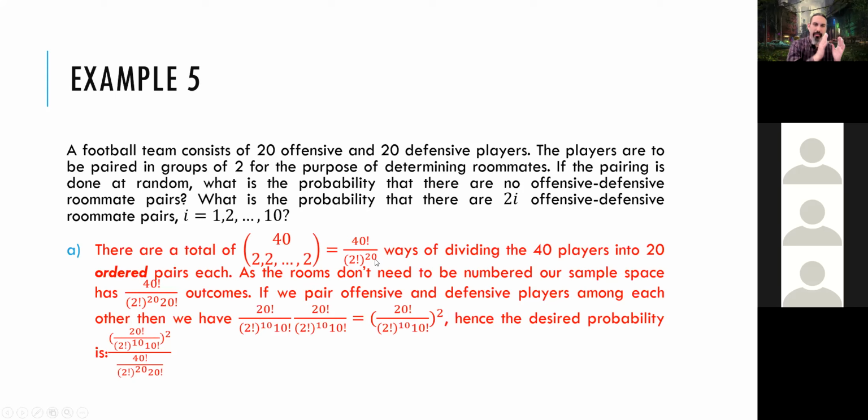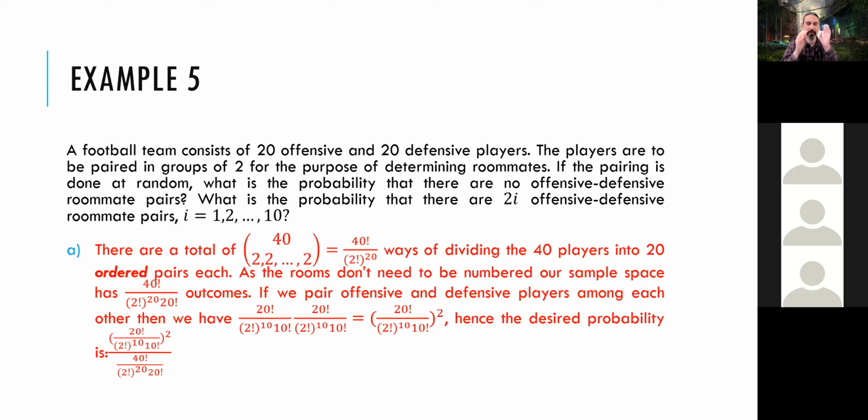Now, this one is the number of ways we can divide all these 40 players into 20 pairs, but they are ordered. So I pick 2 players first and put them in the first room. Then I put 2 others in the second room, and so on. This is an ordered version. I don't need an ordered version. Any order is fine as long as the players are in the same room together.